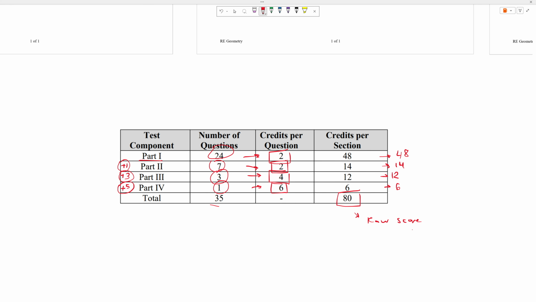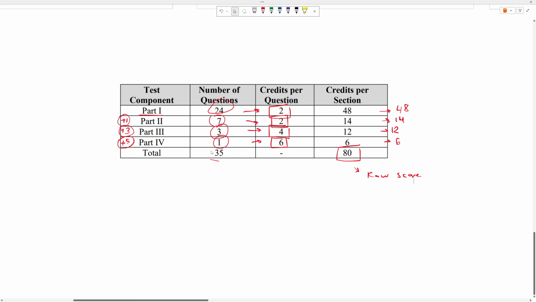Great. So let's say that you took this test, and let's say that in part 1, you got 10 questions right and 14 questions wrong. Okay, then let's say you took part 2. You continue taking the test. You did part 2 and you got 3 questions right, and then you got 4 questions wrong. And then let's say that you took part 3 and you got one question right, and then you got 2 questions wrong. And let's say in part 4, you got none of it right. Okay, so you got 1 question wrong.